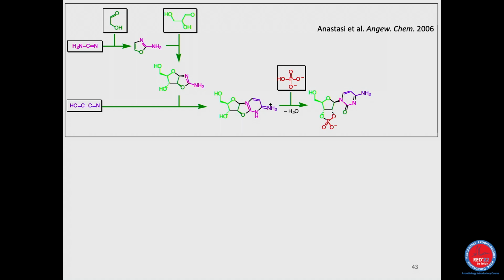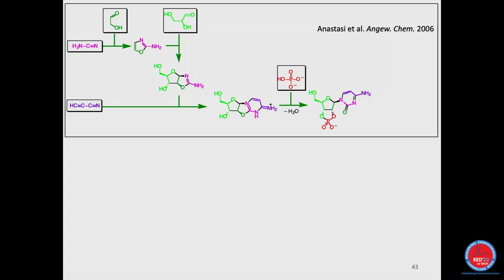He started from cyanamide that he reacted with the two-carbon sugar glycolaldehyde to form this aminooxazole. Then he added glyceraldehyde, a sugar with three carbons, to get this bicycle. So he obtained this compound. Then cyanoacetylene to obtain this compound having three cycles, and the addition of phosphorylation led to the formation of this nucleotide, or activated nucleotide. This was in 2006.